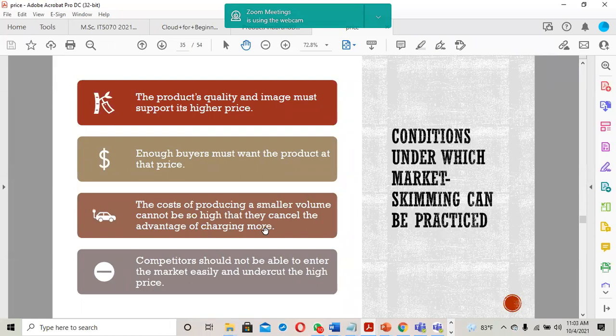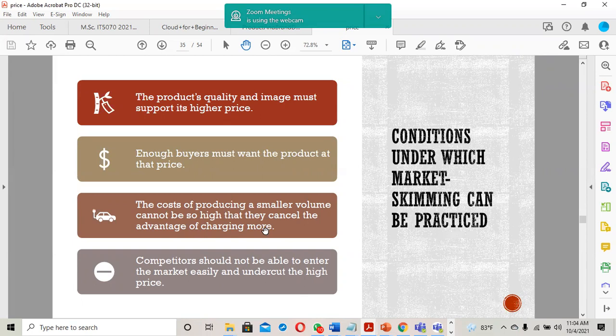So for this strategy to work, it should be easy to produce this, because at the very beginning of releasing a new version, they're not going to make that many copies. But even for the lower number of copies, they are only going to spend a relatively similar amount of money they did for the previous version. So that's what it's saying here. The cost of producing a smaller volume cannot be so high that they cancel the advantage of charging more.